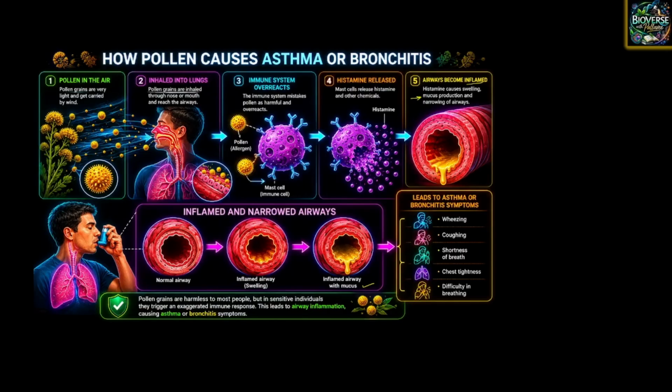The cells present in the bronchial region or in the lungs are going to get inflamed and may become the cause of asthma or bronchitis. Some people even see other symptoms like sneezing, runny nose, itchy eyes, etc.